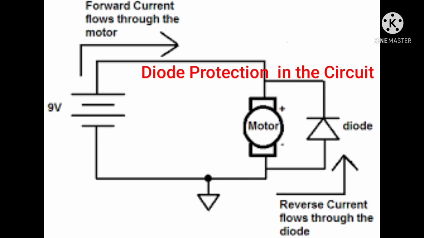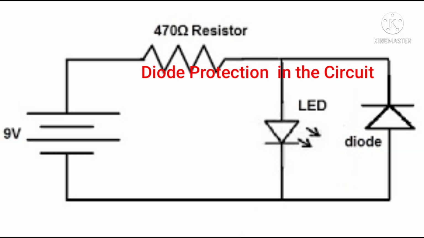This is the illustration of diode protection in the circuit. A diode is normally placed in reverse bias in parallel with the component. When the diode is placed in parallel, the component you want protected is in reverse bias. If current flows through the diode, bypassing the motor, it is a reverse current flow through the diode.